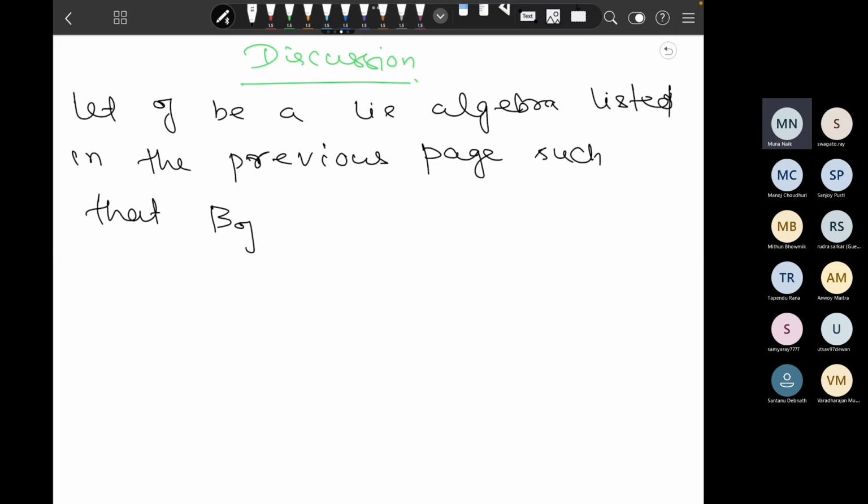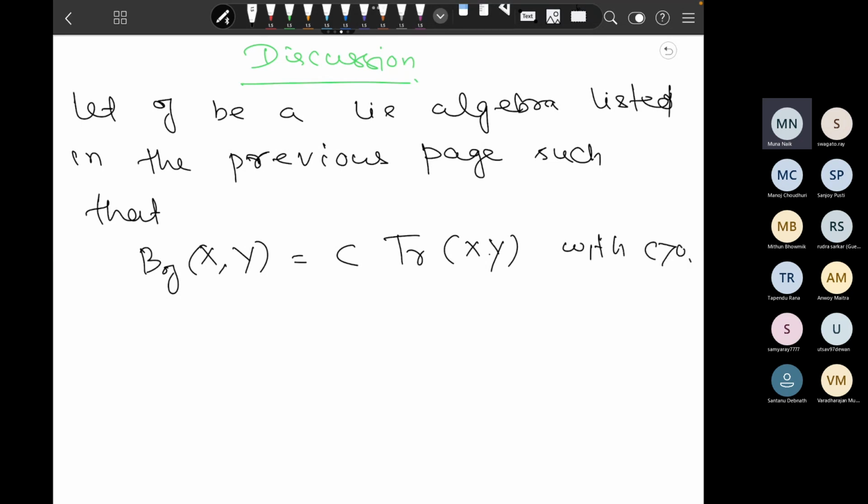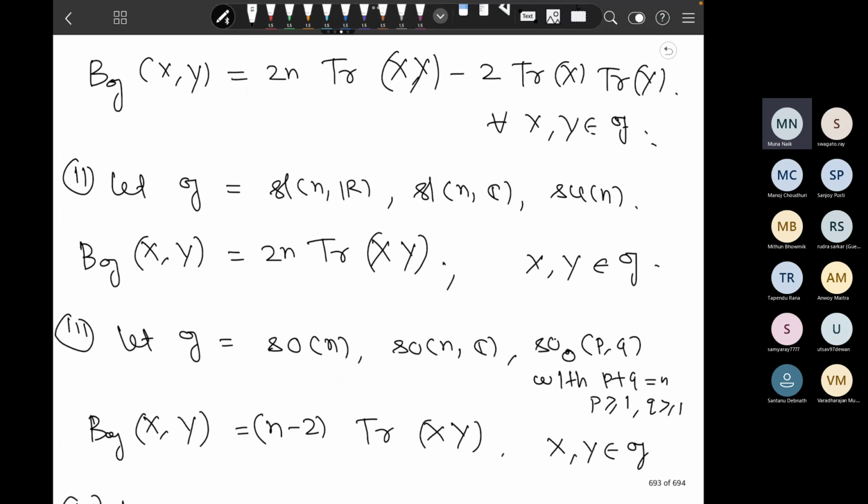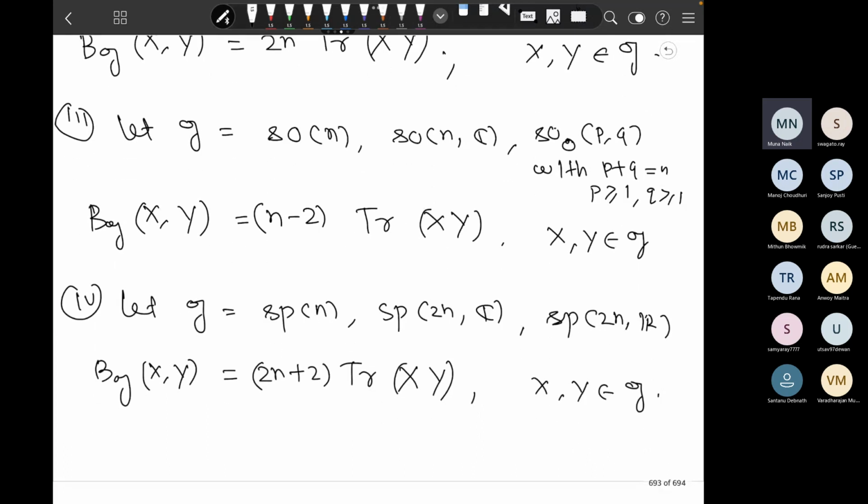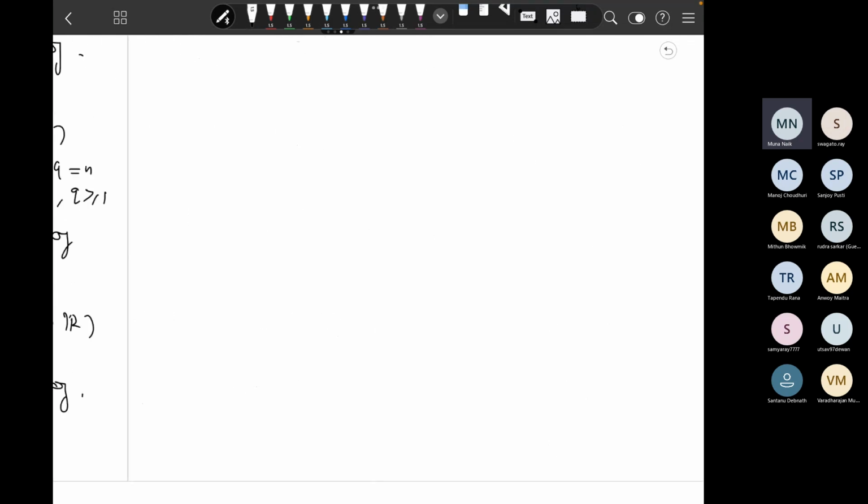So that Bg is equal to some scalar multiple of the trace form. Bg is C times trace. Let us write this: Bg(x,y) is equal to C times trace of xy with C greater than 0. For instance, you can take SLnR, everything with n greater than or equal to 1, then that will be fine. And here you can take SOnC with n greater than or equal to 3, that will do the work, and here n greater than or equal to 1 we can do it. Okay, so that is the thing.